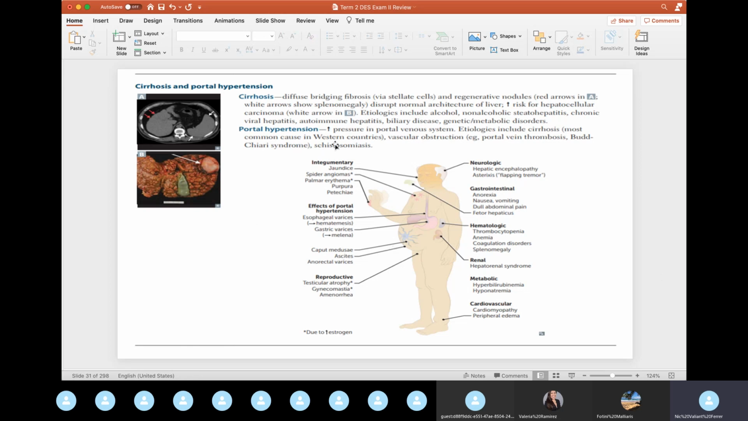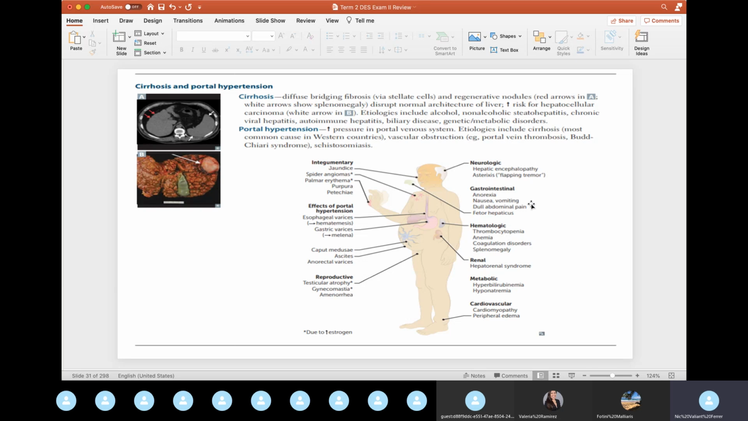Do I need to know the signs and symptoms of portal hypertension? They're going to describe it to you in the vignette, so you need to pay attention. You can have jaundice, spider angioma, palmar erythema, purpura, petechiae. You can have hematemesis, vomiting of blood. You can have melena, blood in the stools. You can have caput medusae. You can have ascites. You can have anorectal varices. Remember, you have an increased pressure in your portal venous system. You can have hepatic encephalopathy or asterixis, the flapping tremor, right? You have a disruption in your urea cycle. You increase ammonia in the blood. That's why you have asterixis, flapping tremor.